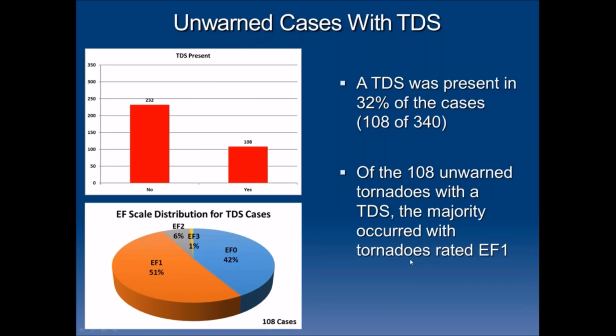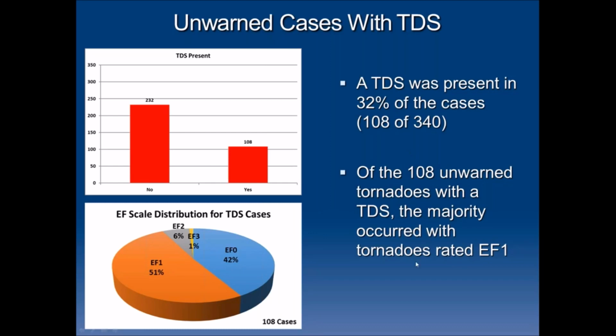For the unwarned events with a TDS, there was a TDS present in 32% of the cases. And I should make a note here about the TDS. We looked at the 15-minute period after the tornado time to see if a TDS was present. If this was a longer-lived tornado, we didn't go beyond 15 minutes. So if it was a long-lived tornado and it ended up producing a TDS 15 minutes after the tornado actually touched down, that wouldn't be reflected in this. There were 108 TDSs present in this more robust 340 tornado data set.